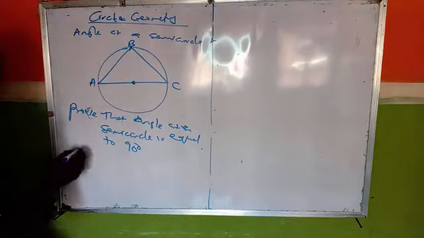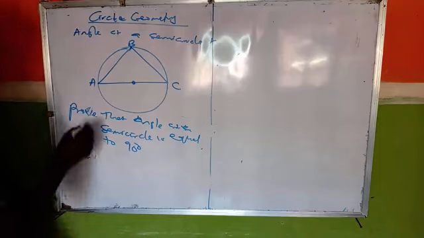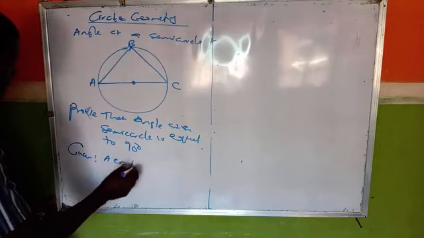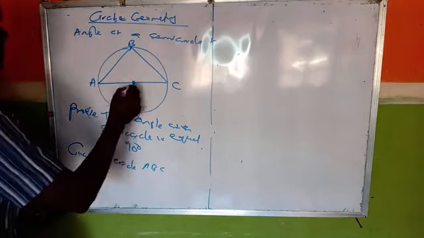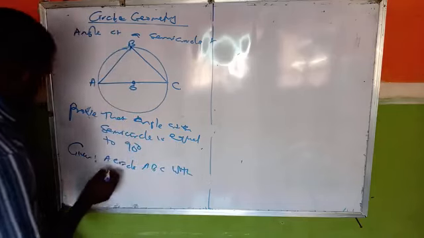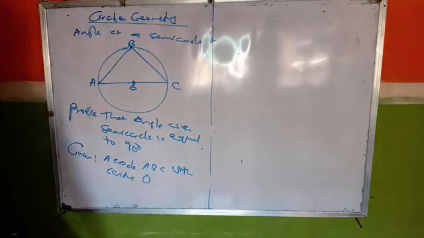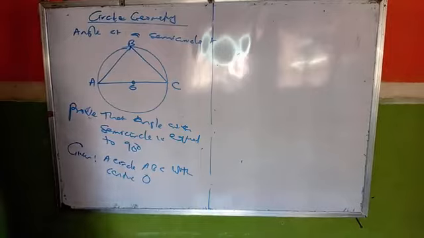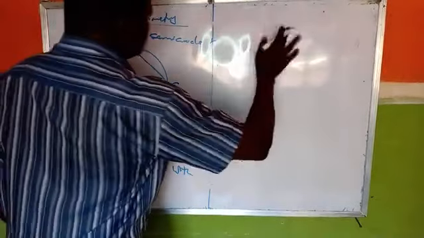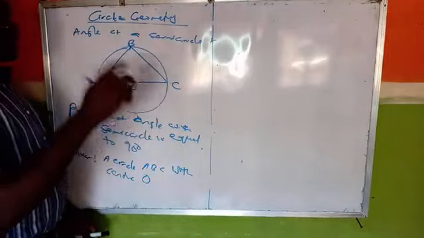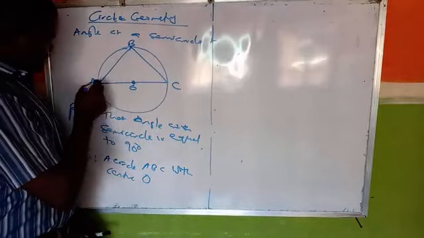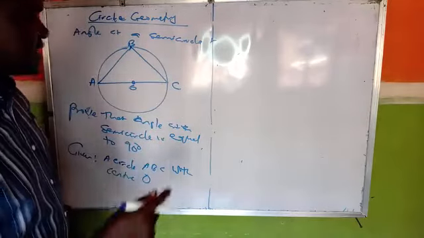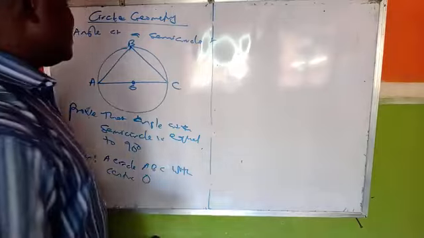Then what are you given? What you are given here is a circle ABC with center O. Then the proof is very simple. So simple. What you want to do here is, if you remember, this angle you are seeing is an angle on a straight line. And you remember that the sum of angles on a straight line is 180 degrees.